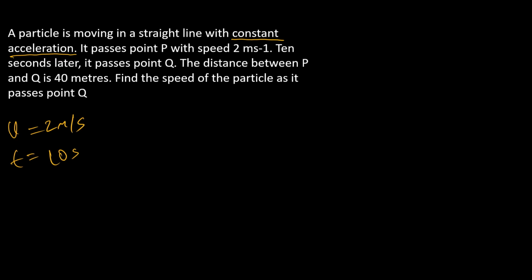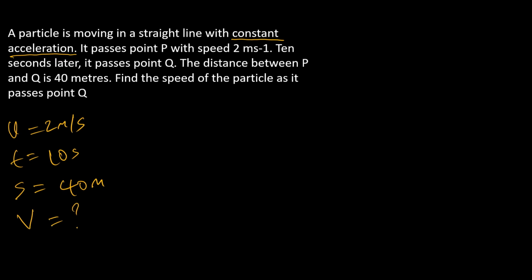Now, 10 seconds later, it passes point Q. The distance between P and Q is 40 meters. So our distance, our s, is 40 meters. Now the question says, find the speed of the particle as it passes point Q. It means that you have to find the final velocity.